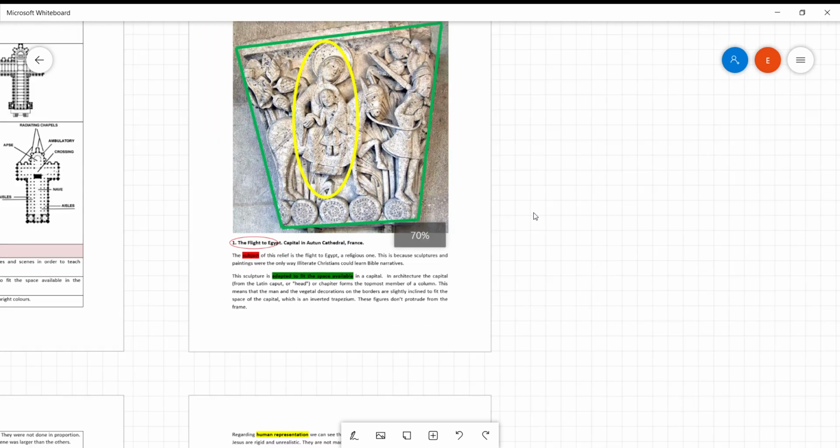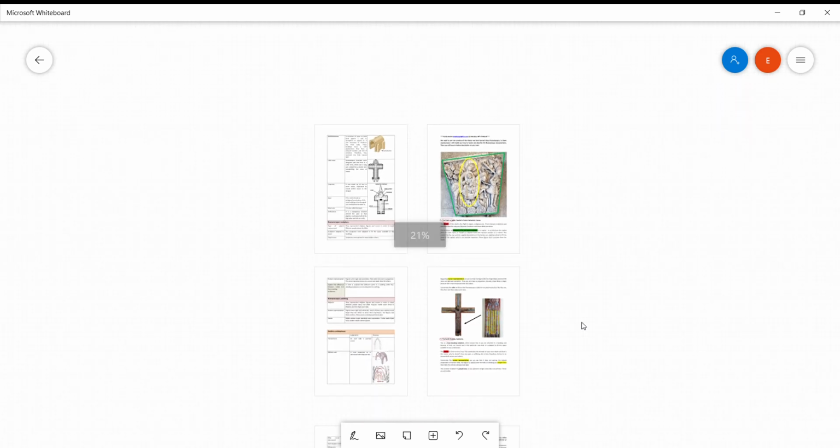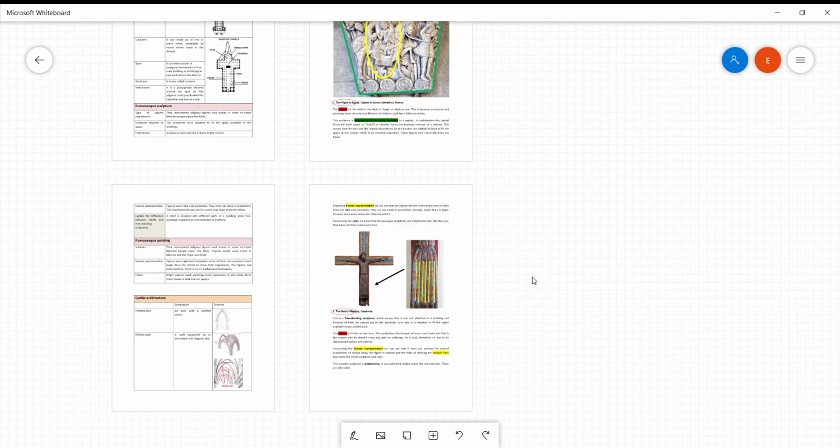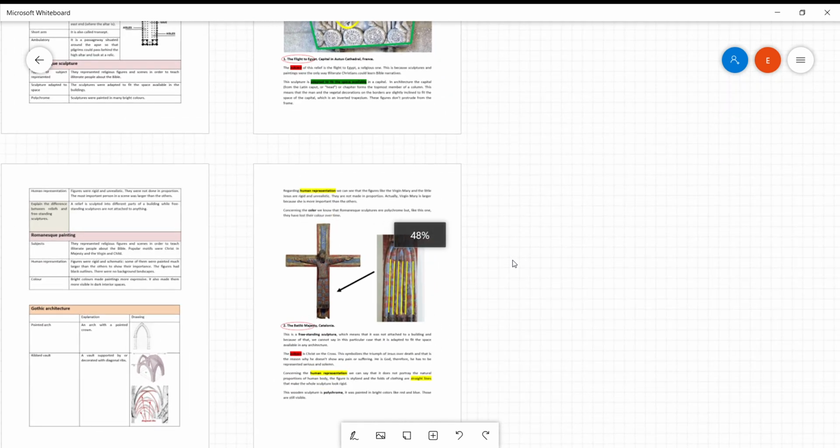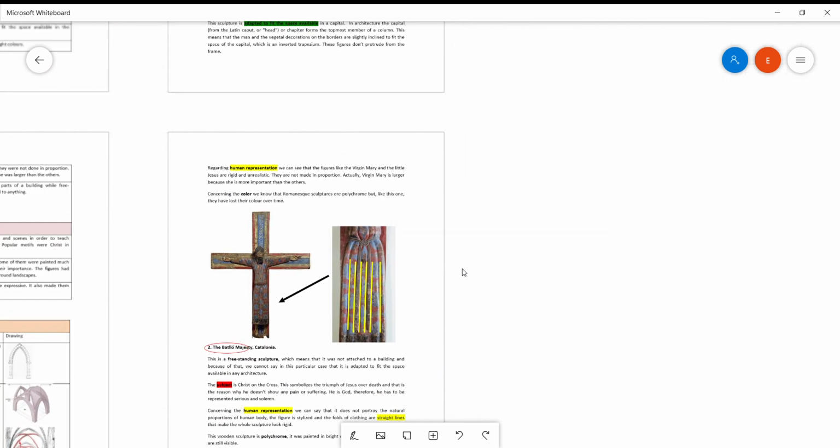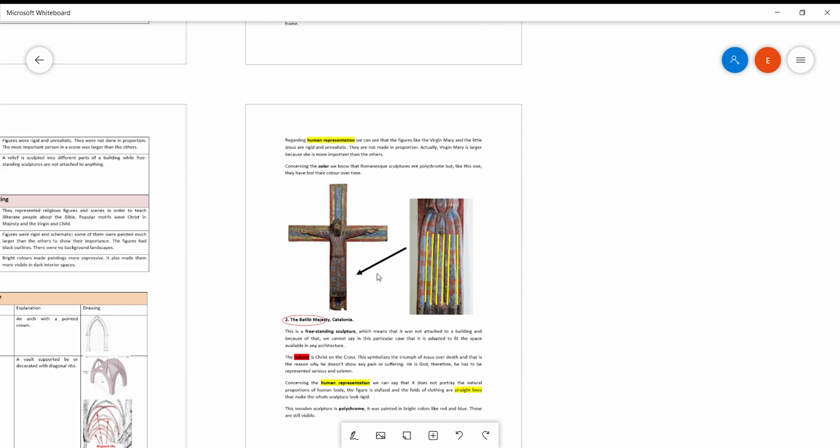But if we have a sculpture that is not attached to any part of a building, and we can take this home, for example, or we can take this to a museum or to another church, okay, this means that we have an object that we can move from one point to another, and this is what we call a freestanding sculpture.